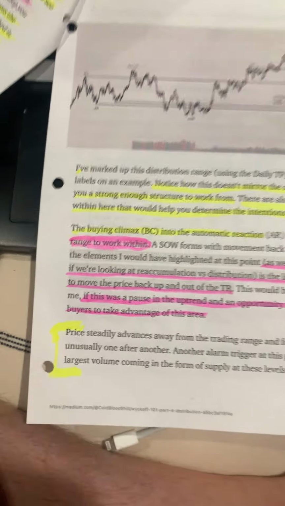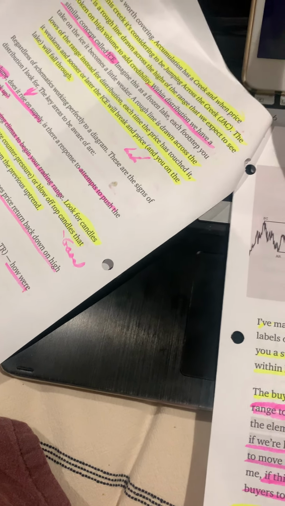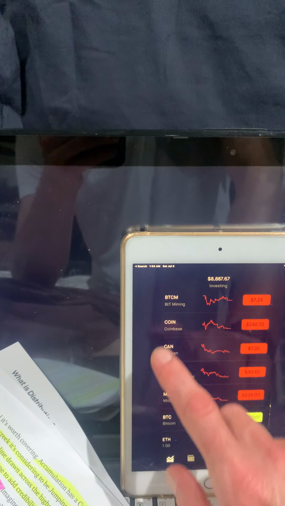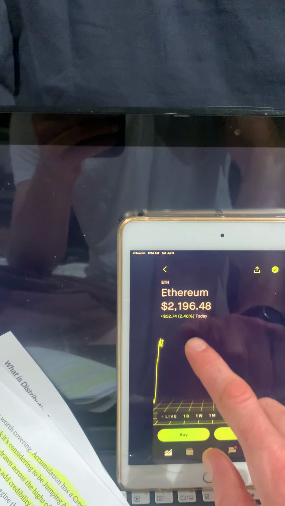So it's great that it's New Year's and we've gone up $400 for Bitcoin, and Ethereum has gone up almost $50. It is great. I hope you guys enjoyed this video.